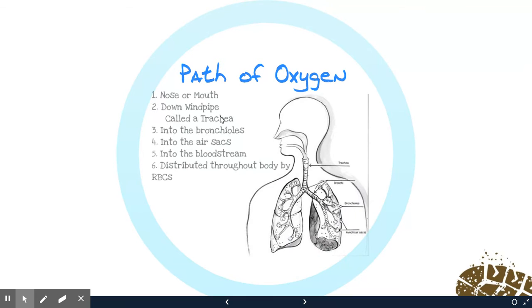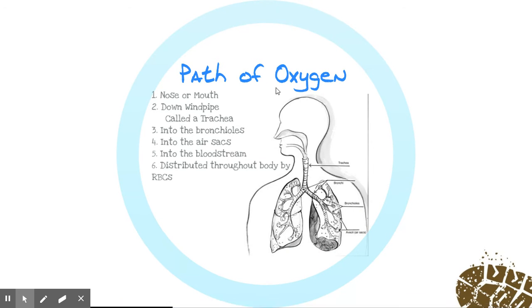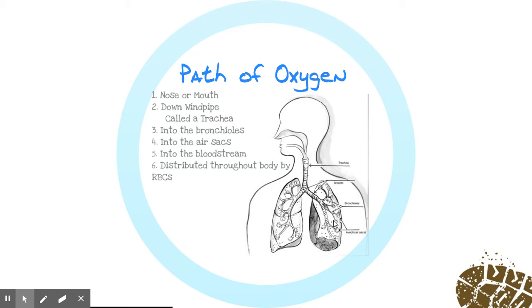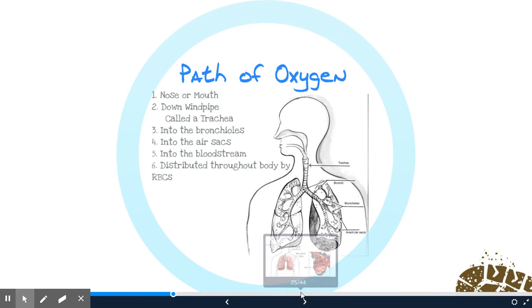So the path of the oxygen, it goes through our nose or our mouth, depending on if we're breathing through our nose or our mouth. It goes down a windpipe called the trachea. So here's the trachea. It goes down the windpipe into the bronchioles, which you can see down here, into the air sacs or alveoli, which are down here, and then it goes into the bloodstream. And it's distributed throughout your body by RBCs, which we don't really need to know that. But so down the windpipe to the bronchioles, down to the air sacs, and then it's distributed into the bloodstream.